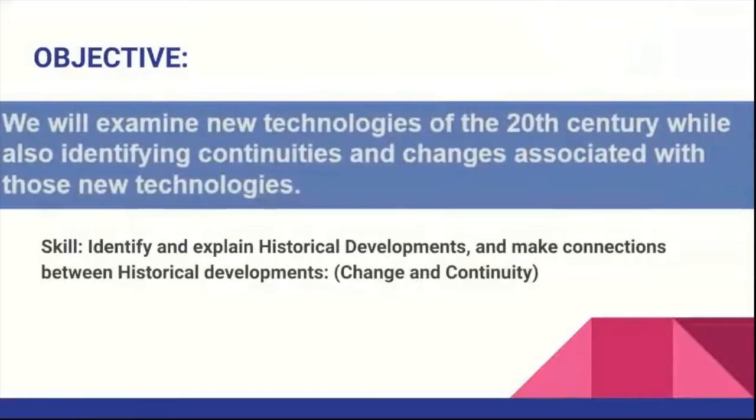Let's take a look. So what's our objective today? We're going to examine new technologies of the 20th century while also identifying continuities and changes associated with those new technologies. So the skill is going to be identify and explain historical developments and make connections between historical developments using the challenge of change and continuity, and by popular demand, looking at graphs and charts. I know that was one of the major questions I received for a number of weeks from many of you students: can we look at graphs and charts together and perform analysis and try to interpret graphs and charts? It's very difficult, and we're going to use this activity to review.